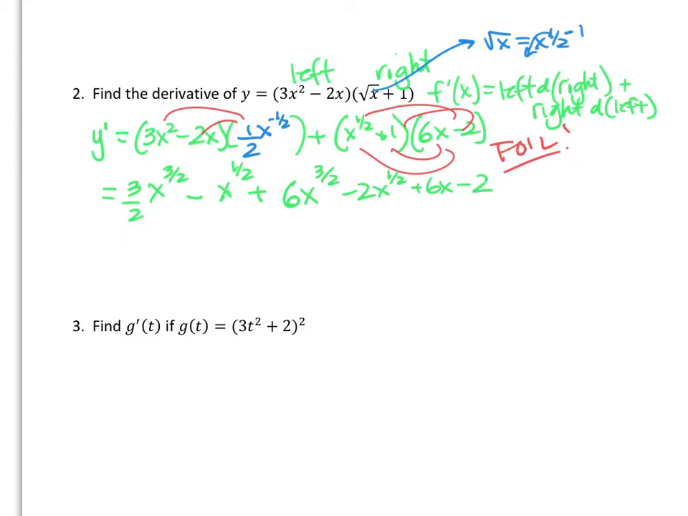So now again, you guys, we're always looking to see if there is some terms we can combine. And if you notice this one with the exponent of 3/2 and this one with the exponent of 3/2, combine that 3/2 and the 6, and we get 15/2 x to the 3/2. And then the x to the exponent of 1/2, which is this one and this one, we would end up with minus 3x to the 1/2. And then what do we have left? Plus 6x minus 2. All right, that's number 2.